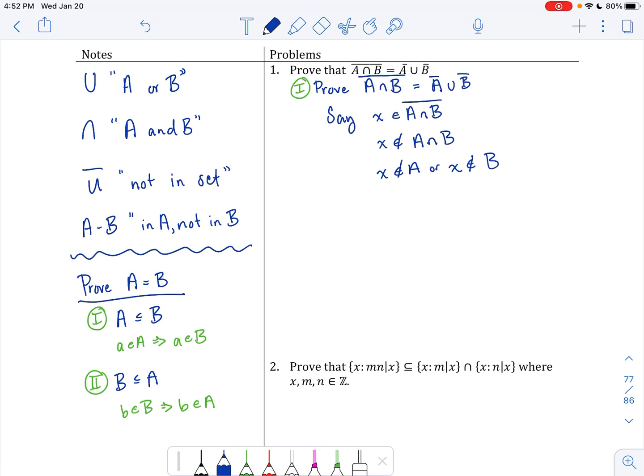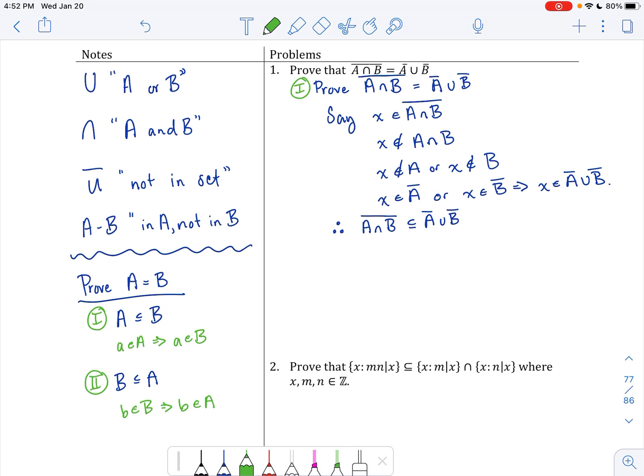Because what we can say then is that if x is not in A, that means x is in the complement of A, or x is in the complement of B, which is what we want to show. That means that x is an element of the union of the complements. So what we've done now is show that the complement of A intersect B is a subset of the union of the complements of A and B. So that's our first step done.